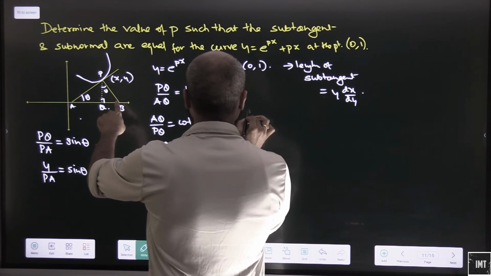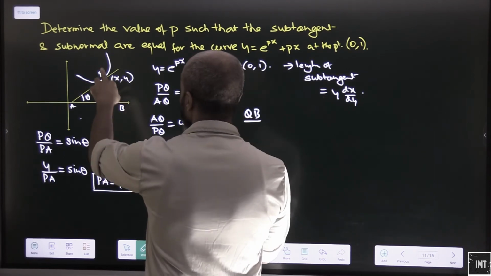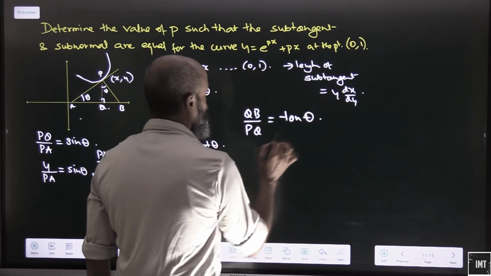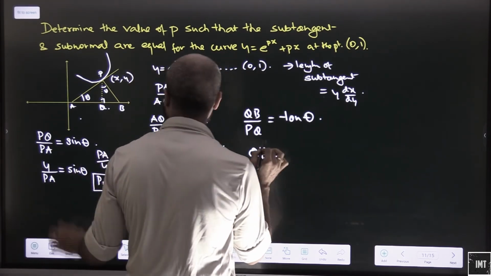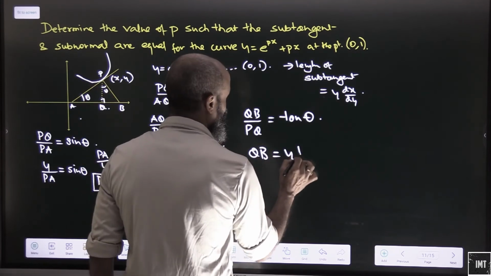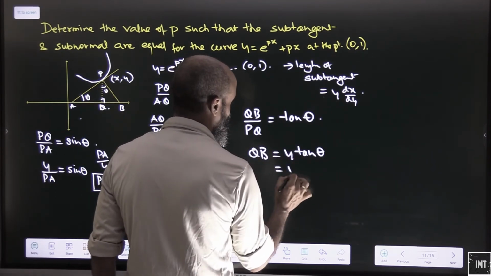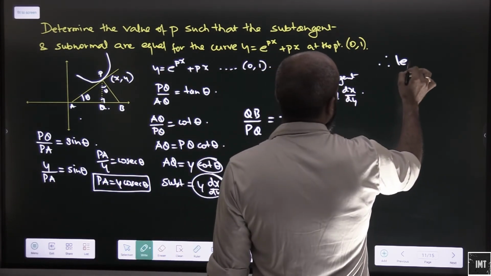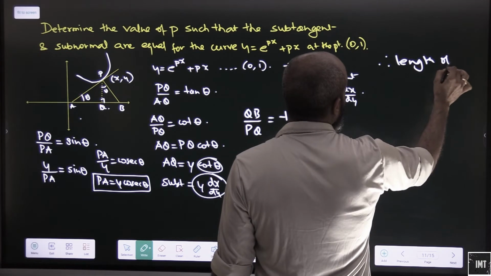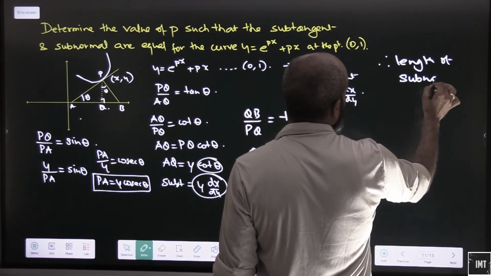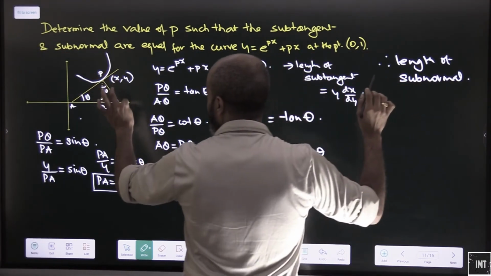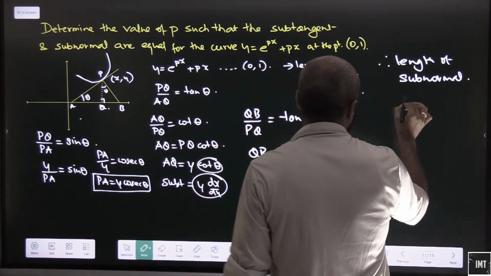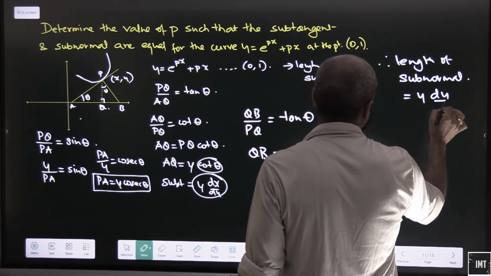So let's say we have QB by PQ is equal to tan of theta. So QB will be equal to PQ, that is y tan theta. So this will be y dy by dx. So we know the length of the subnormal, that is the projection of the normal along the x-axis, just as the projection of the tangent along the x-axis is known as the subtangent. So this will be y dy by dx.